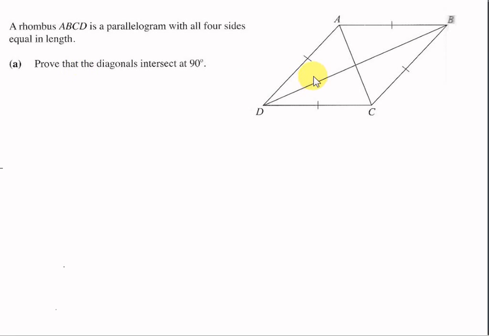A rhombus is a parallelogram with all four sides equal in length. So you can see the ticks indicate the equal lengths of this parallelogram. Like in all parallelograms, opposite sides are equal in length. Like the AD would equal BC.